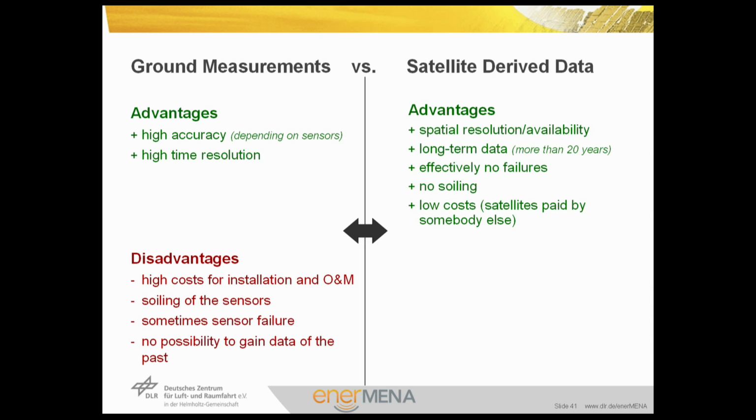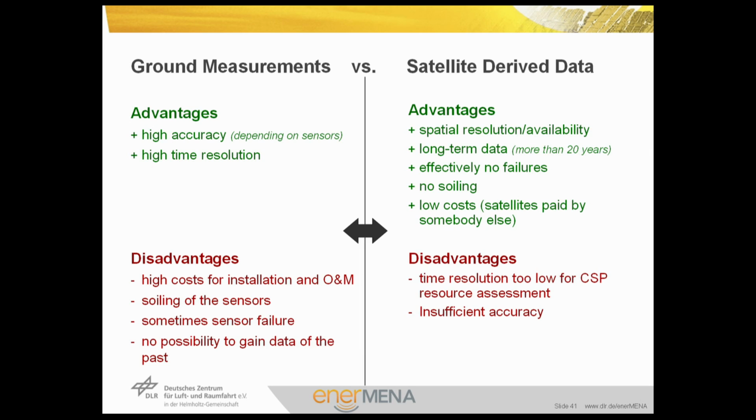Satellite-derived data has different advantages. For example, the spatial resolution and the availability. Also, long-term data is available. Effectively, there are no failures, and soiling is not an issue for satellite-derived data. In the end, the costs are low for you because the satellites are paid by somebody else. The disadvantages are the time resolution, which is too low for CSP, and the accuracy is not sufficient. So, what I want to say is that we don't have to understand ground measurements and satellite-derived data as competing parties. Instead, we have to see that the combination of both data sources is the important thing.